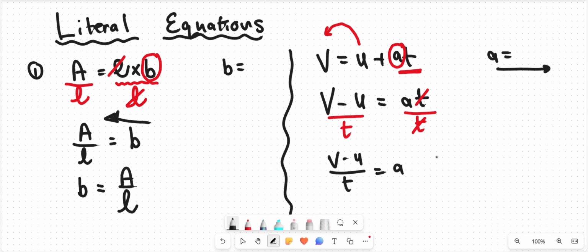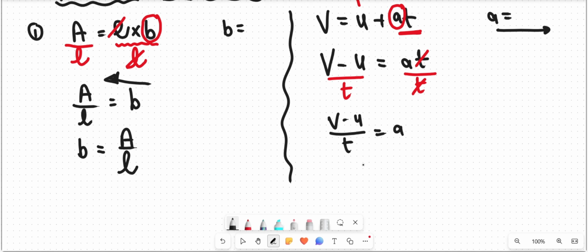And again, just to do that last step of looking at it the way they wanted, which is a equals v minus u over t. And there we go. There is my formula for acceleration. I hope this is making sense. Let's do a couple more examples.